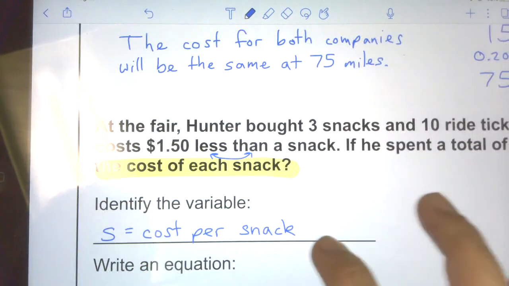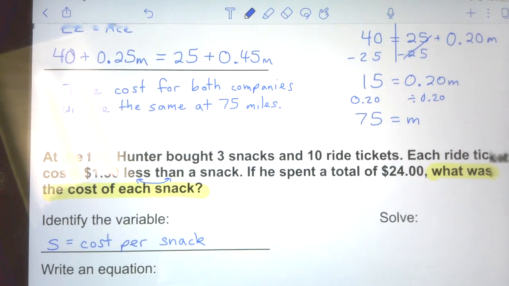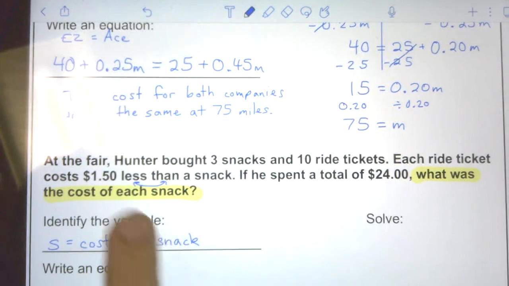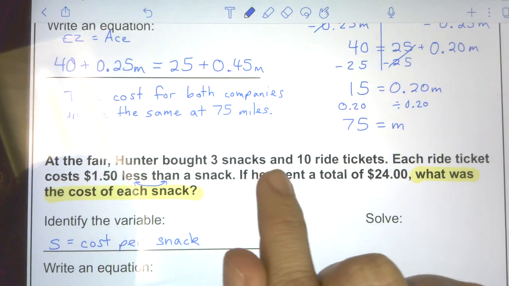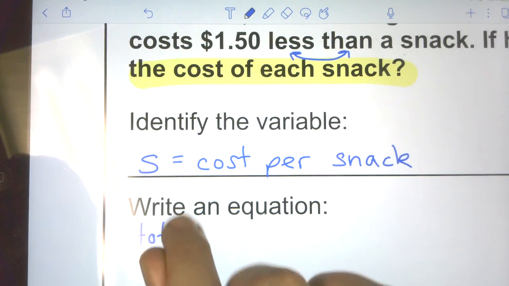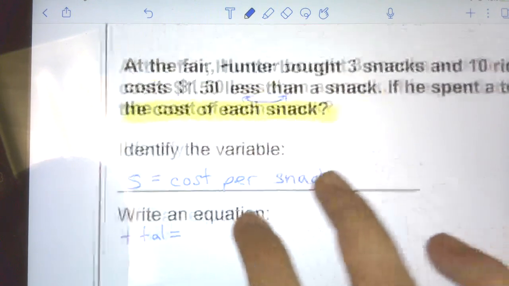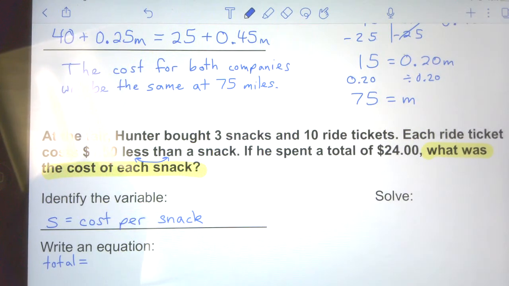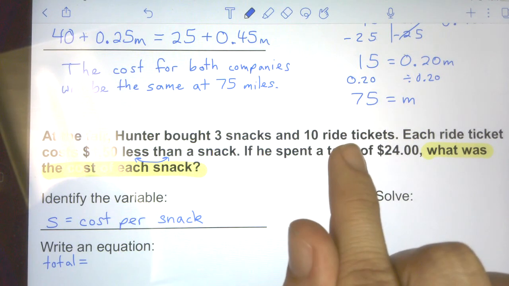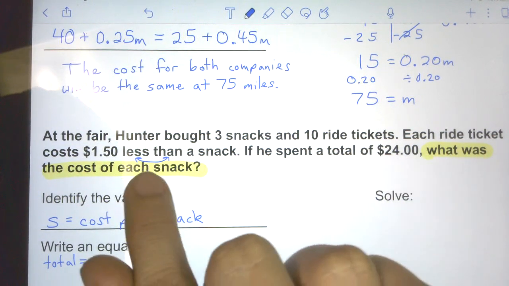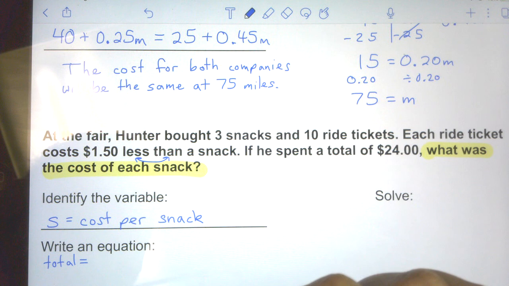All right, the equation. So this is one I kind of need to think about here because I'm not used to going through it like we did in class. So it says at the fair, Hunter bought 3 snacks and 10 ride tickets. Well, I know there's going to be a total. So I'm going to start with that. Total is going to equal something. Then the next part of this is going to be what makes up that total. So bought 3 snacks, 10 ride tickets. Each ride ticket costs $1.50 less than a snack. Okay.